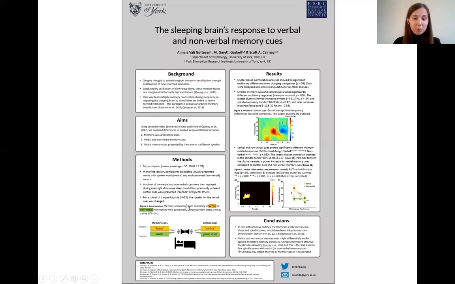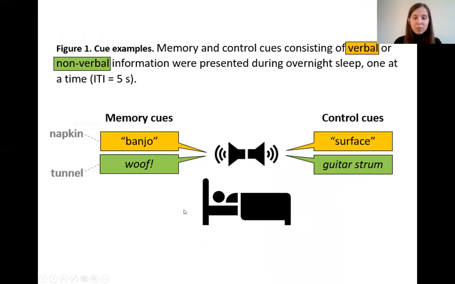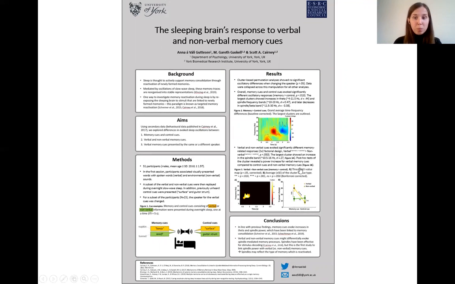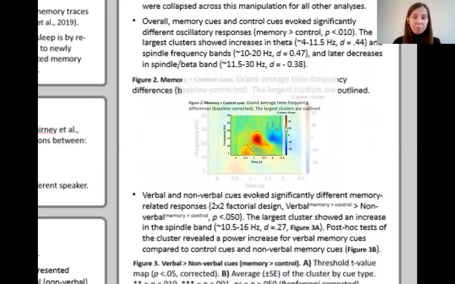So 51 participants first learned associations between visually presented words and spoken words, as well as environmental sounds. A subset of these verbal cues and nonverbal cues were then replayed during overnight slow wave sleep, as well as some previously unheard control cues. And also for a subset of the participants, the speaker for the verbal cues was changed. However, analyzing the oscillatory response, we didn't find any effect of changing the speaker. So we collapsed the data for the other analyses.